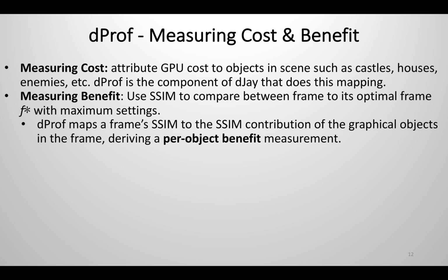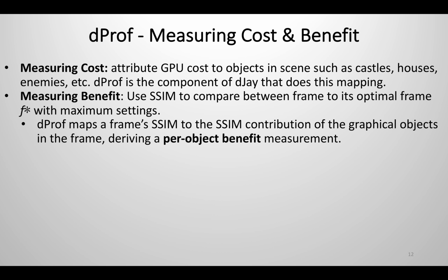Next, we'll discuss how we measure cost and benefit. Instead of measuring cost in terms of the whole frame, we're attributing cost to the different objects in the frame. Here we've discussed things like castles, houses, and enemies that are part of the frame. We can attribute a certain cost to the GPU for each object.